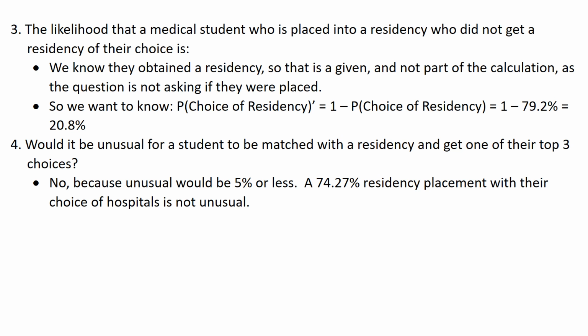And then the final question is, what are we going to do for a student being matched for residency and getting one of their top three choices? We did the calculation. Remember, unusual, as I stated 2 pages ago, is 5% or less. It's a 74.27% chance that they will get a choice. So that's not unusual.